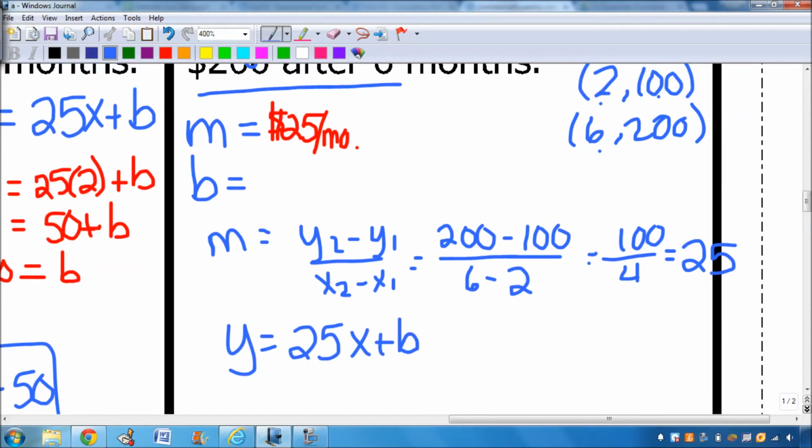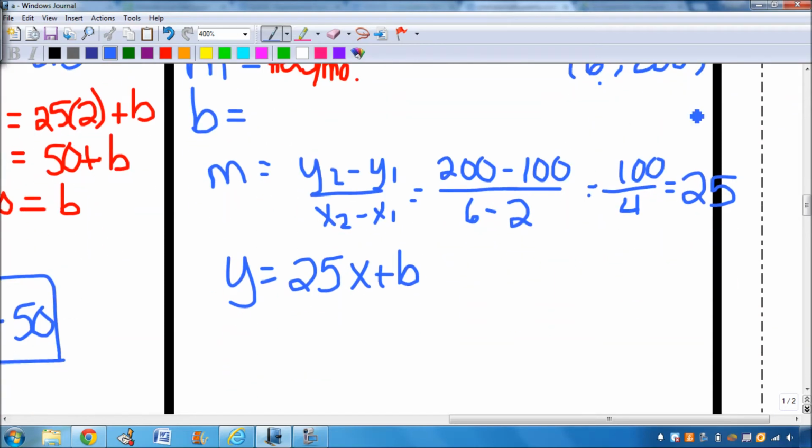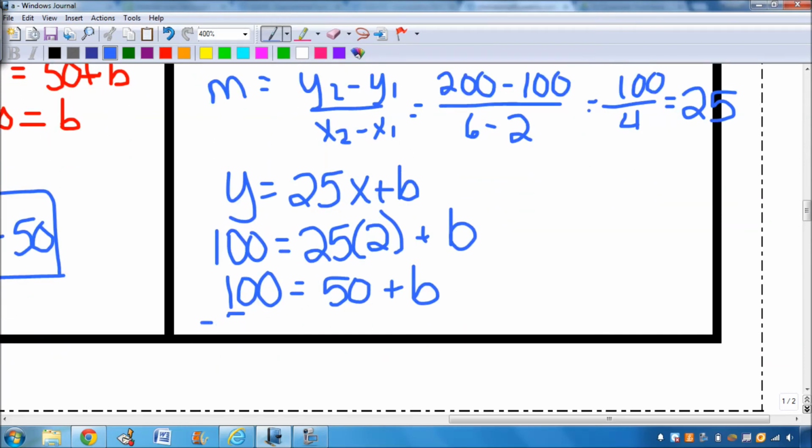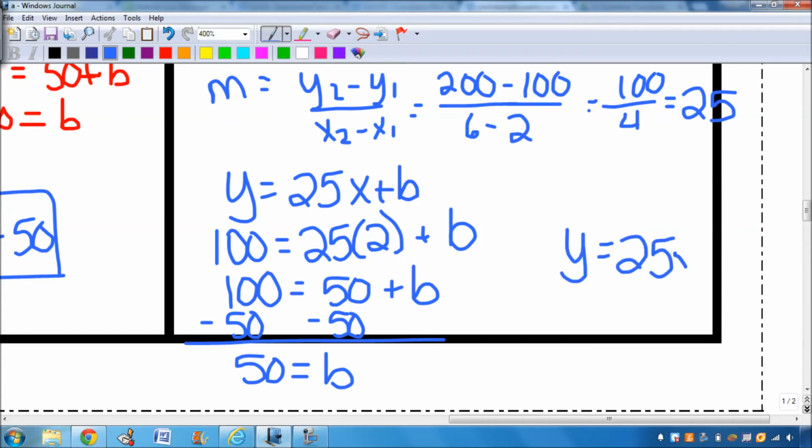And let's use our coordinate (2, 100) again. So let's plug it in. Just like we did before, you should get the same answer, but just so you can see how this works. So 100 equals 25 times 2 plus b. So you get 100 equals 50 plus b, right? So then subtract 50 from both sides. 50 equals b. So your answer here again is y equals 25x plus 50.